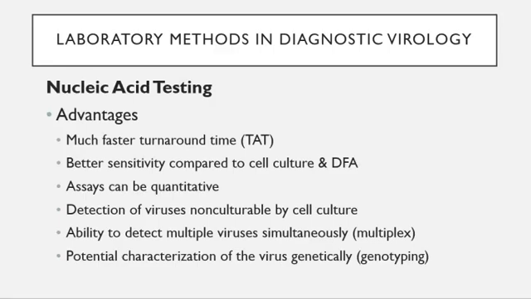So let's go over the advantages first. First off, it's much faster turnaround time for this particular type of testing. There's better sensitivity compared to that of cell culture and DFA testing. The assays are quantitative. You can detect viruses that are non-culturable by cell culture. You have the ability to detect multiple viruses simultaneously. You can run multiplex tests. And the potential characterization of a virus genetically. So you can basically genotype a test using nucleic acid testing.